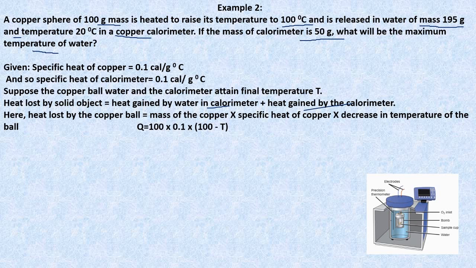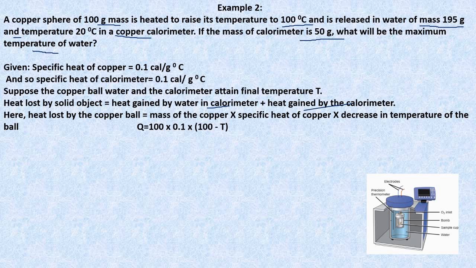So the heat lost by the copper sphere is equal to the mass of the copper into the specific heat of copper into the decrease in temperature of the ball. Why decrease in temperature of the ball? That is the copper sphere. It is because the temperature of the copper sphere is decreasing due to transfer of heat from the copper sphere to water and calorimeter. So what expression do we get?